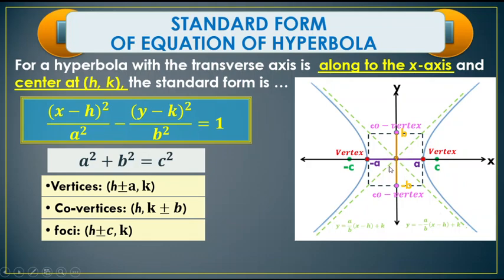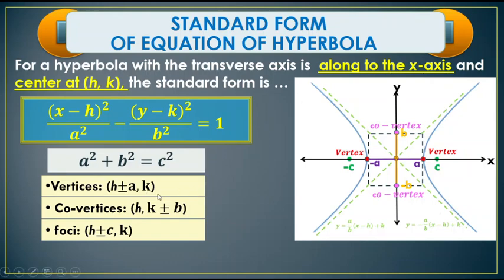Okay, and then the co-vertices, that is our b, so you need to get the b to be added or subtracted to k. Okay, and then for the foci, always look for the c, kung ano yung value ni c, yun yung i-add o subtract natin kay h, comma, k. Ang naiiba lang lagi dito, si co-vertices, na kung saan yung b natin, siya yung ina-add or subtract natin kay k. Pero sa vertices and foci, puro kay h tayo nag-add or nag-subtract.